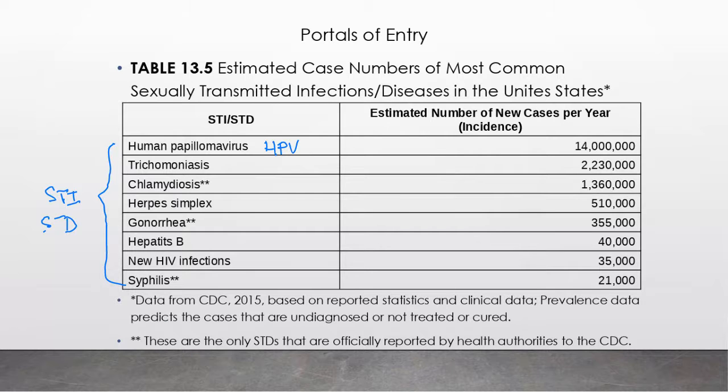The second one is trichomoniasis. It's about 2,230,000 cases per year. Chlamydia, about 1,360,000. HIV, for example, is about 35,000 new infection per year just in the United States. So you can check this list, you can read this list for your information.